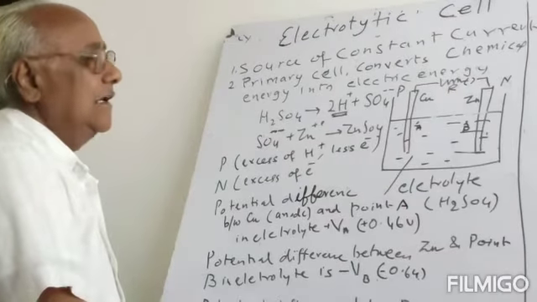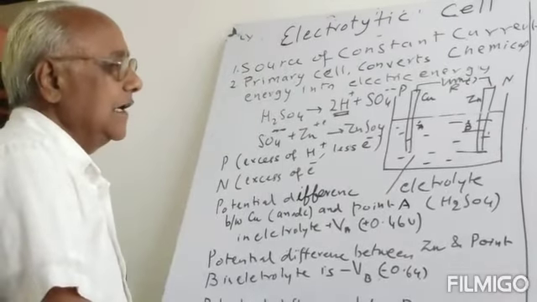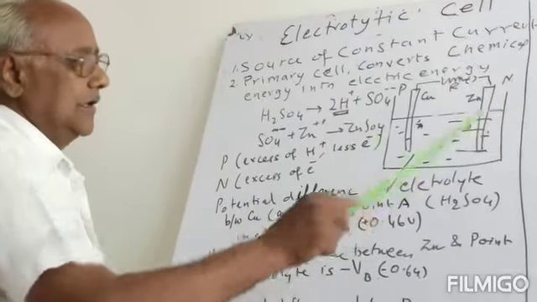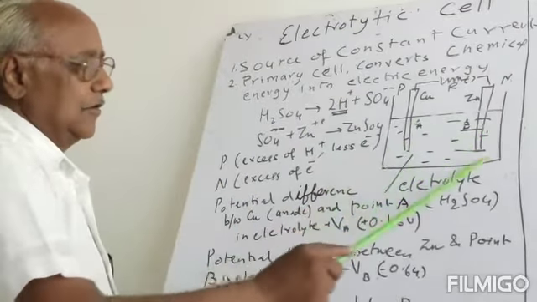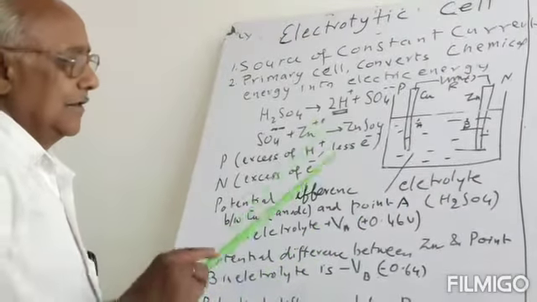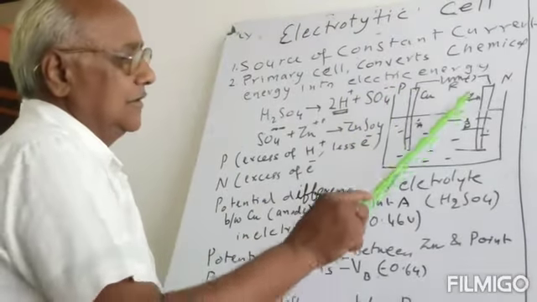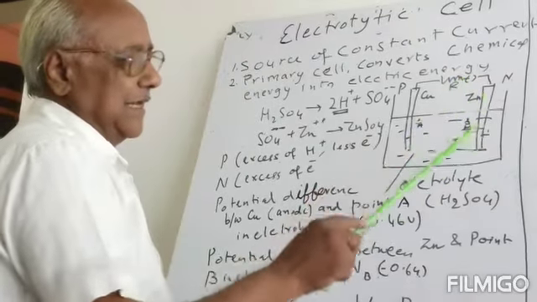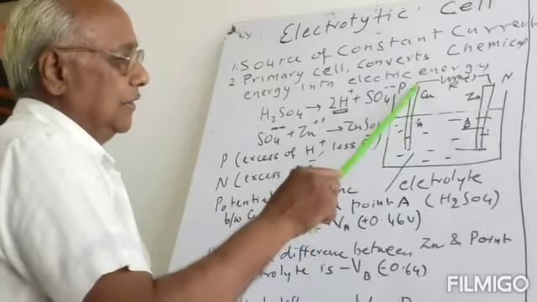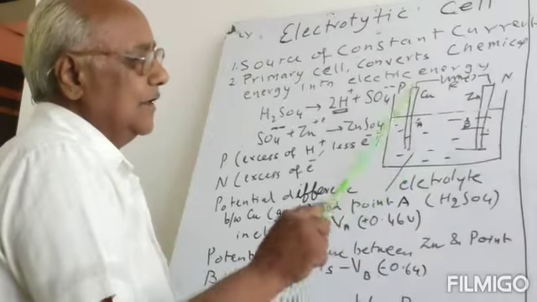Such type of cell converts chemical energy into electrical energy. Now we have this pot in which electrolyte is filled. The electrolyte we have taken is H2SO4. One electrode is made from copper and another of zinc, zinc being negative and copper being positive. Now the electrolyte is dilute H2SO4.